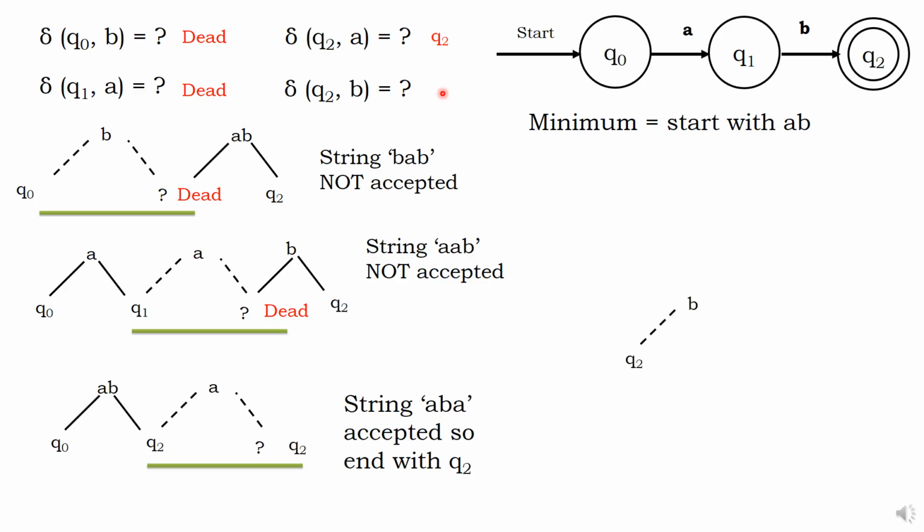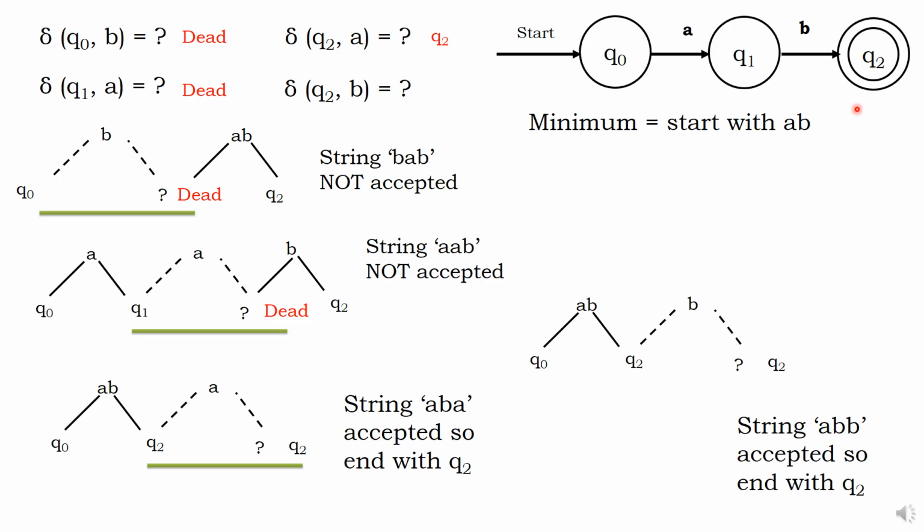Next, the last one, Q2 B, what happened? Before Q2, after Q2. Before Q2 is AB, and before that is Q0. After Q2, nothing is there. Now the whole string: ABB. Starting with AB, accepted. If it is accepted, what is the final accepted state? Q2. Now this is the answer. What should be here? Q2.